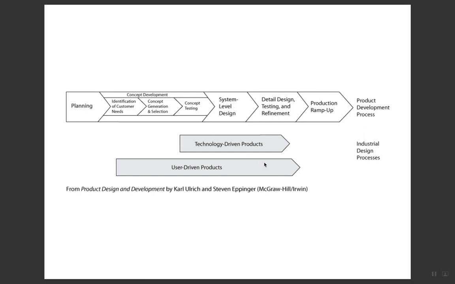In the industrial design process, we will consider technology driven products and also user driven products. But if you look at the comparison between technology driven and user driven, user driven is more dominant than technology driven, because what we have done so far is to look at what the customer needs at the beginning. So we would like to see more of what the user needs rather than what technology we have.